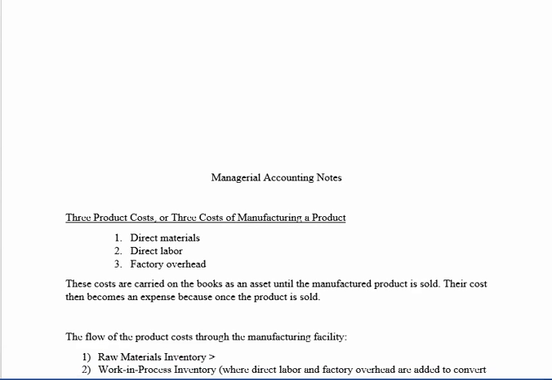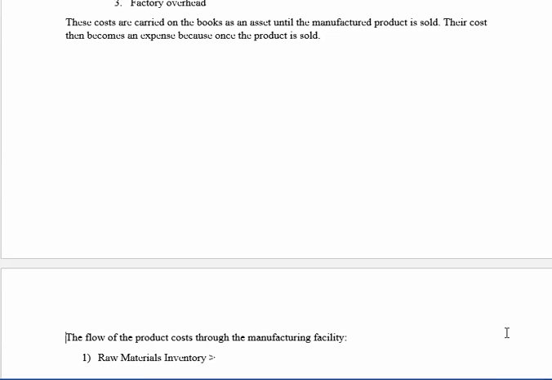Well, first we'd have raw materials inventory. Now this would be inventory that are raw materials or materials waiting to be used. They haven't actually entered the manufacturing process yet. So flour and sugar sitting in the warehouse waiting to be used would be considered raw materials inventory.